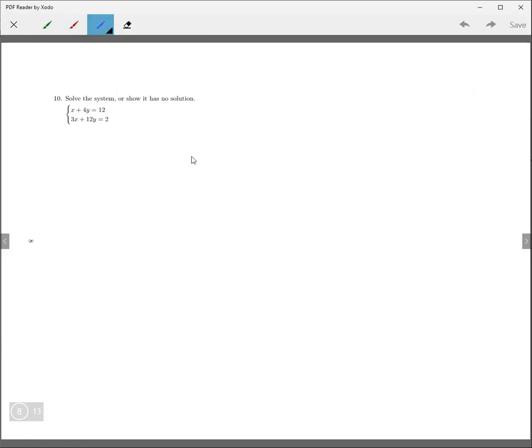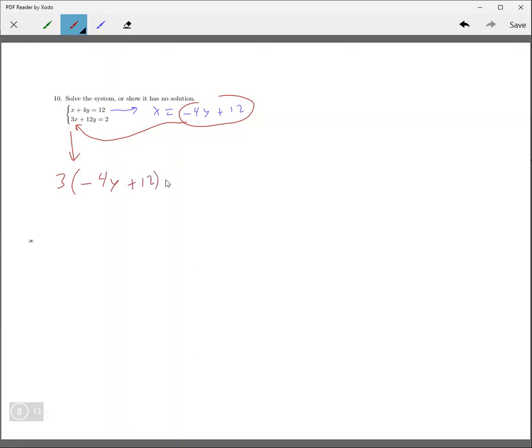Okay, this is an interesting one. So let's see here. Maybe we could solve the top one for x. So x equals negative 4y plus 12. So we'll substitute this into the x right there. Okay, so that's going to give you that. So I just took the second equation and replaced the x with this, left everything else the same.